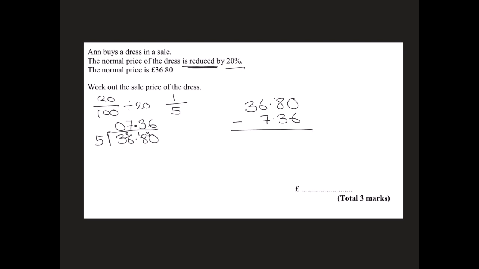So 6 away from 0, I can't do, change that up to a 7, carry over my 1. 6 away from 10 is 4. 3 away from 7 is 4. 7 away from 6 I can't do, so change that to a 2. 7 away from 16 is 9. And 0 away from 2 is 2. So it's £29.44. That is how much you'll have to pay for this dress in the sale at 20% off.